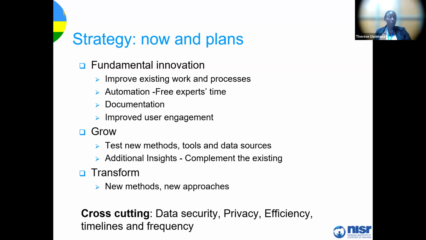And once we optimize whatever comes with technology, that's how we start exploring how new data sources can add value, and later on we aim to transform when we have new methodologies tested. That's when we will be able to transform and use different approaches to compute official statistics. There are cross-cutting items that we don't have to forget, which are data security, privacy, efficiency, timeliness, and frequency of statistics to inform policy formulation.